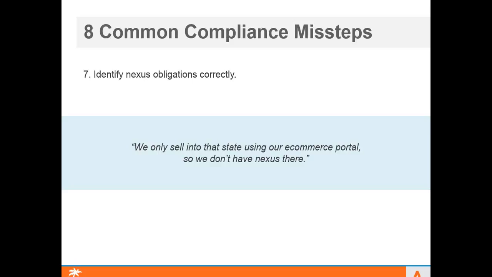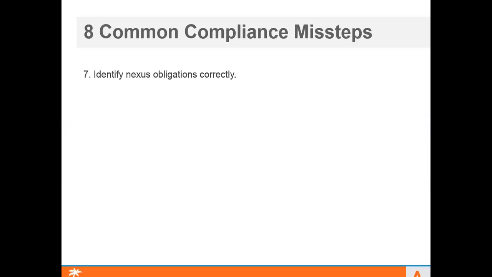Now, some states are refining Nexus because of widespread internet business. So a lot of people have e-commerce attached, even though they do have a large distribution network. And so you have to be careful what types of activities you might be doing that could create Nexus.